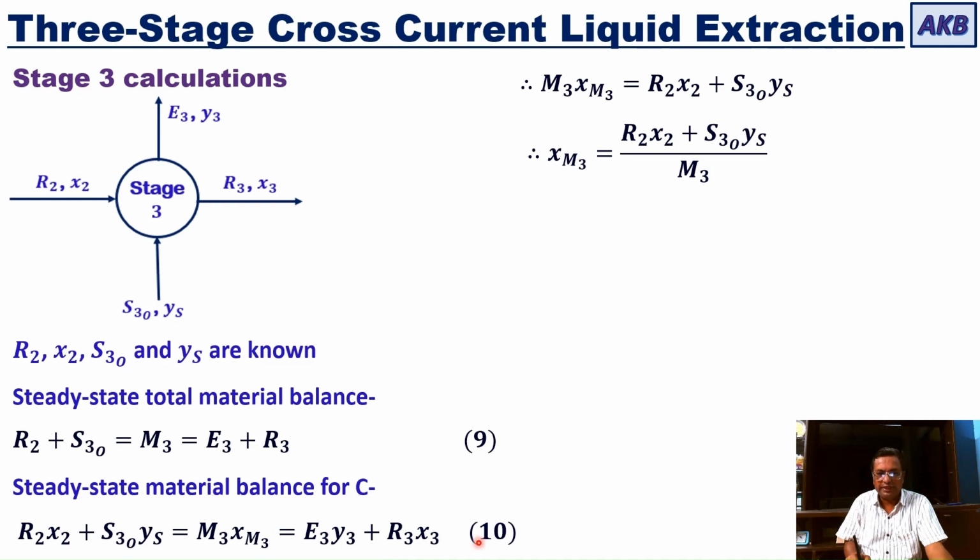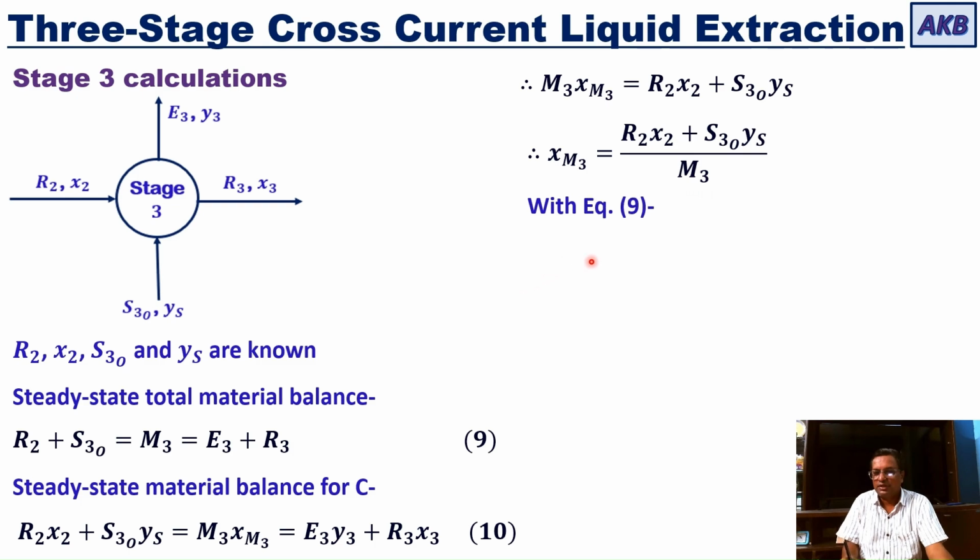From equation number 10, we get M3 into XM3, that is equal to E3Y3 plus R3X3, or you can express it in terms of known quantities. So it will be M3 into XM3, that is equal to R2 into X2 plus S30 into Ys. So that gives us XM3 as R2 X2 plus S30 into Ys divided by M3.